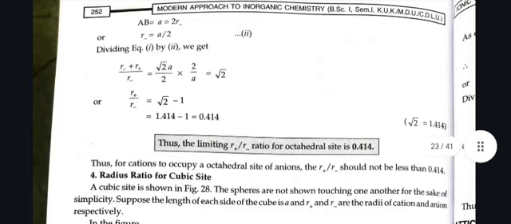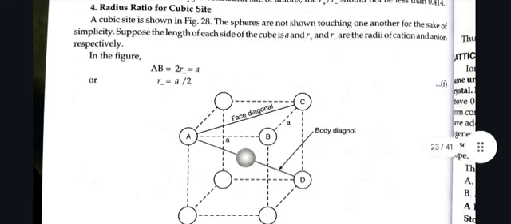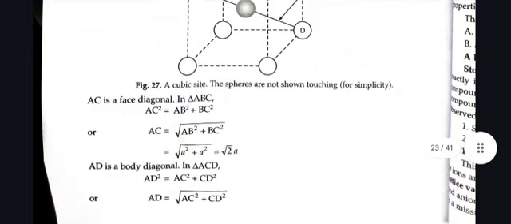Now radius ratio for cubic site. A cubic site is shown in figure 28. The spheres are not shown touching one another for the sake of simplicity. Suppose the length of each side of the cube is A and R plus and R minus are the radii of cation and anion respectively. In the figure, AB equals 2R minus equals A, or R minus equals A by 2. AC is the face diagonal in triangle ABC. AC square equals AB square plus BC square, or AC equals under root AB square plus BC square, which gives under root 2A. AD is the body diagonal in triangle ACD.